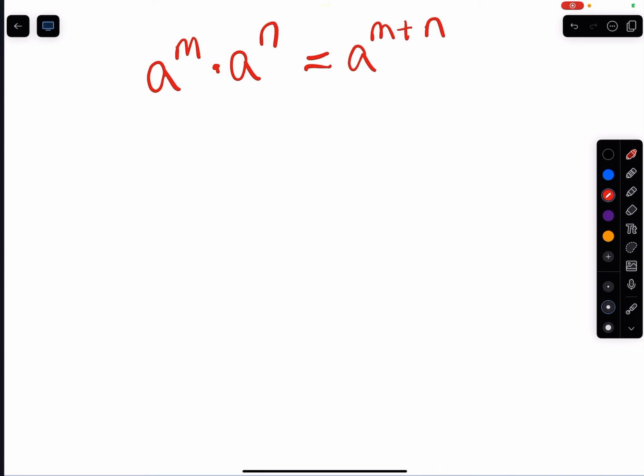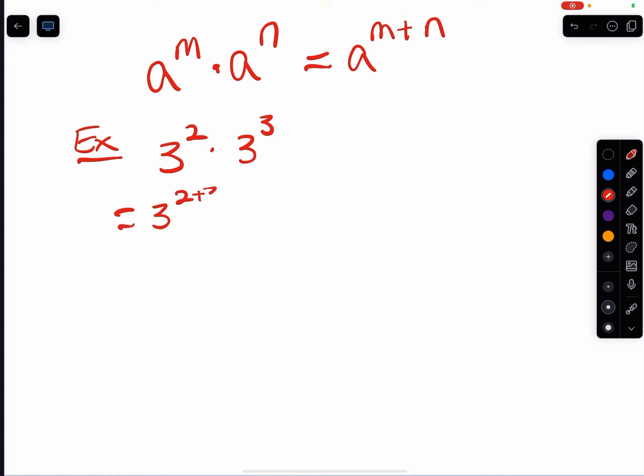So at this point, let's consider an example. What happens if we have 3 squared times 3 cubed? These are just real numbers. We have the same base of 3, which means we can apply the product rule of exponents to say 3 to the 2 plus 3 power, or 3 to the 5th. Now we could simplify that, but the idea here is that we can add the exponents when we multiply products with exponents of the same base.